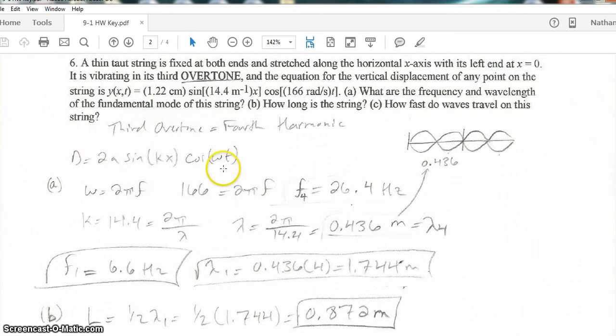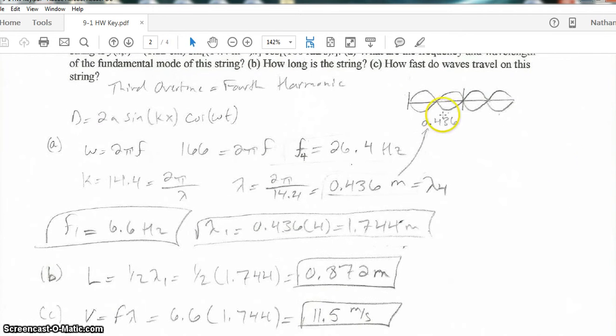But I went ahead and wrote down the generic form of that equation, right? This is the equation we saw in class a few times early in chapter 9. And then here's the function that they gave me specifically representing that. What are the frequency and wavelength of the fundamental mode? How long is the string? And then how fast do waves travel on this string? Right, so we want to find the frequency and the wavelength of the fundamental mode, so the first frequency, and then how long is it, and then how fast does it go.